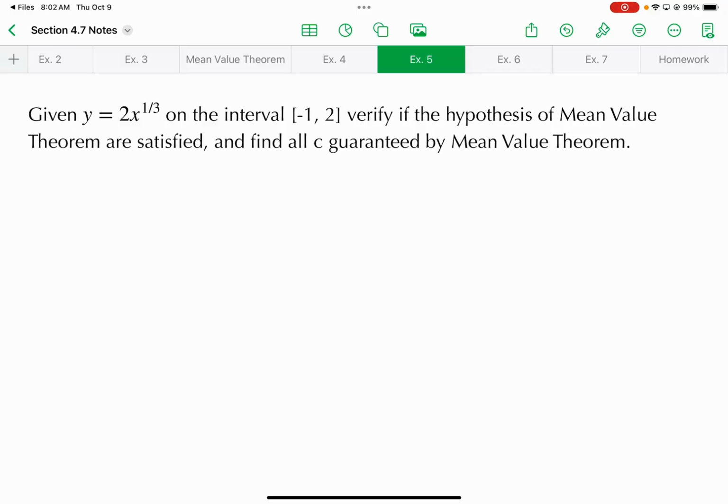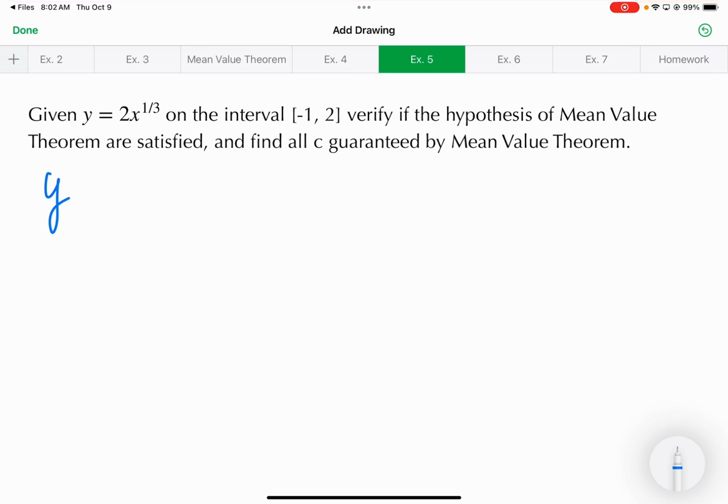All right, given y equals 2x to the 1/3 on the interval from -1 to 2, verify the hypotheses of the mean value theorem are satisfied, and find all c guaranteed by the mean value theorem. Okay. Is y continuous on that closed interval? Do I have any breaks, holes, or gaps, fractions, anything like that I need to worry about? The only fraction shows up with an exponent, and so far that's fine. So y is continuous on the interval from -1 to 2.